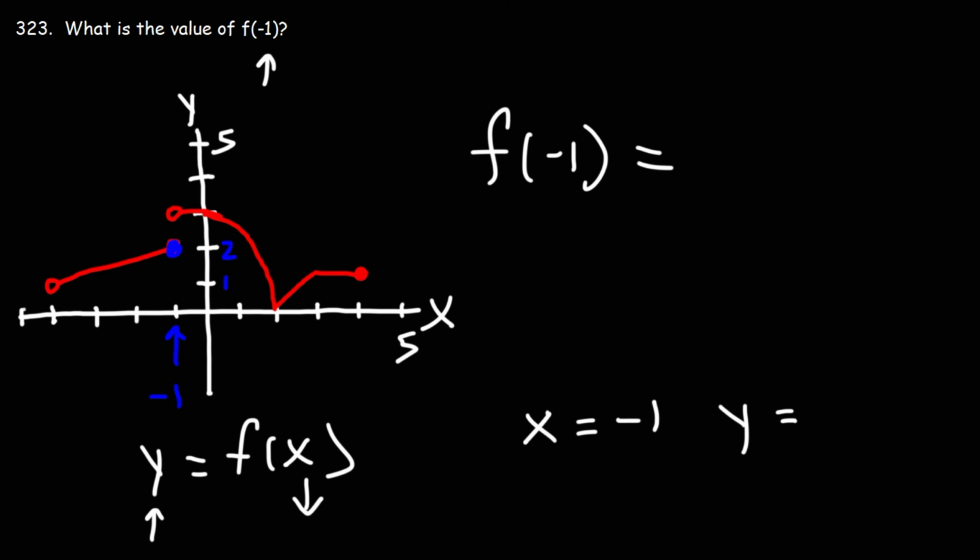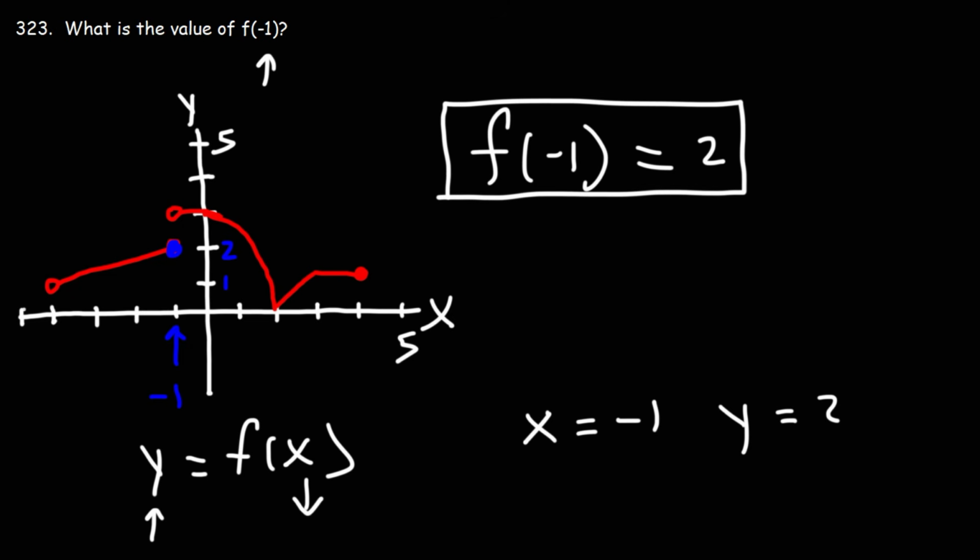So when x is negative 1, y is 2. Thus, f of negative 1 is equal to 2. So that's how we can evaluate a function directly from a graph. By the way, notice that we didn't select 3 because that's an open circle. That wouldn't apply.